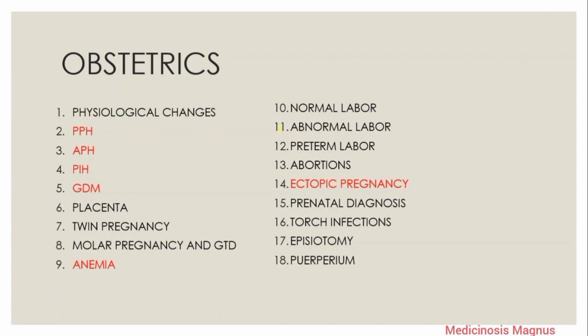If you see obstetrics, mainly read about the big four: PPH, APH, pregnancy-induced hypertension and diabetes. Then also read about the major problem in India, that is anemia, and the emergency ectopic pregnancy treatments. Apart from these, they also ask about normal labor, abnormal labor, episiotomy types, molar pregnancy, twins, and the types of placentas, and all those things.